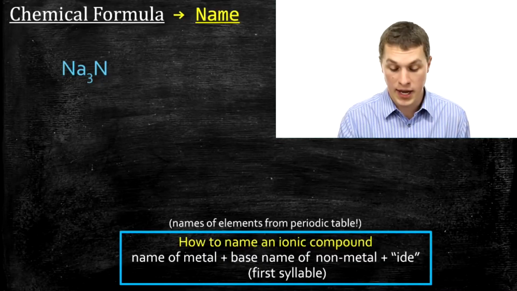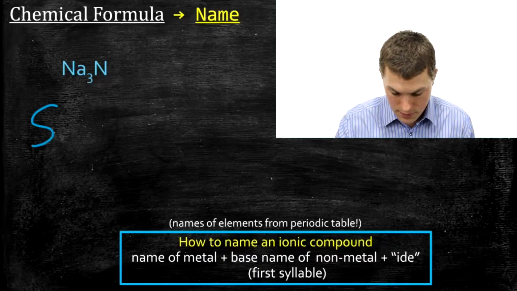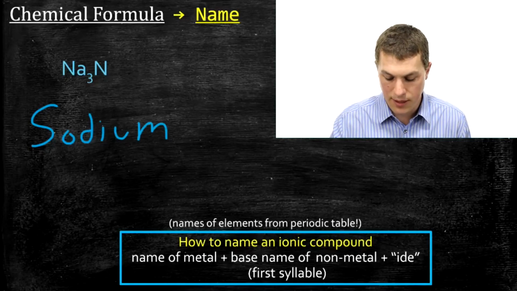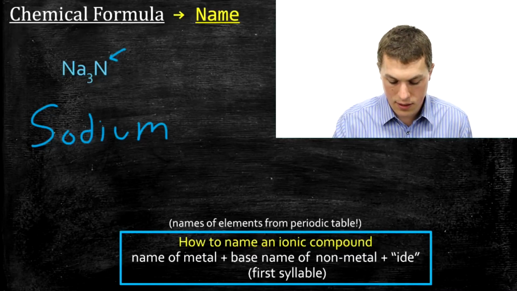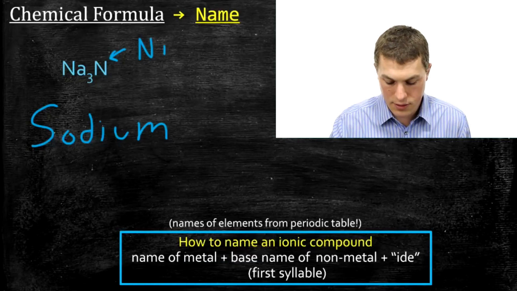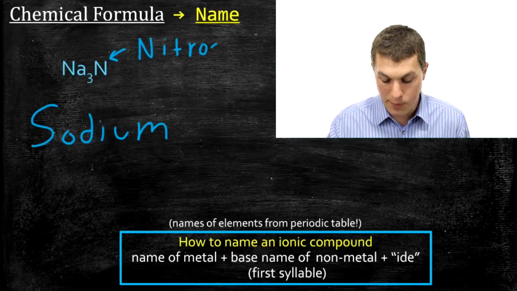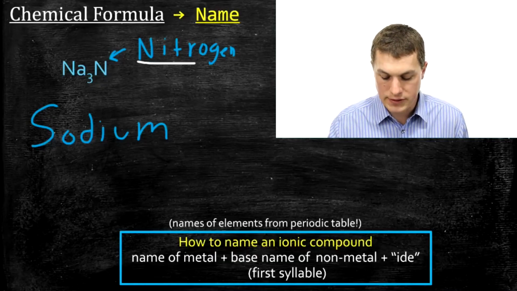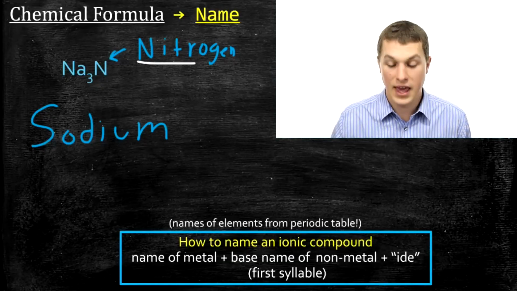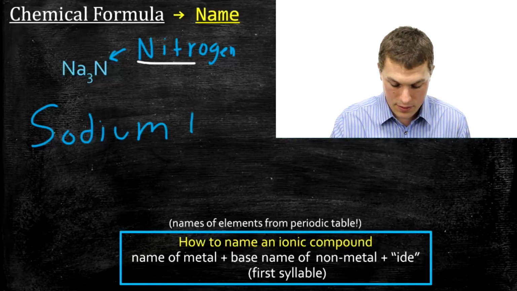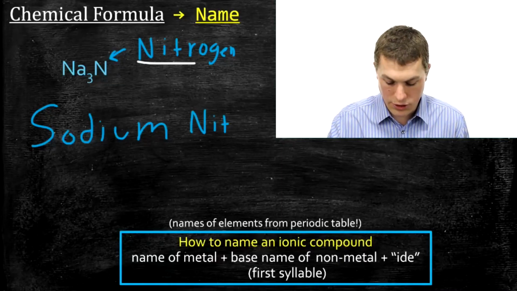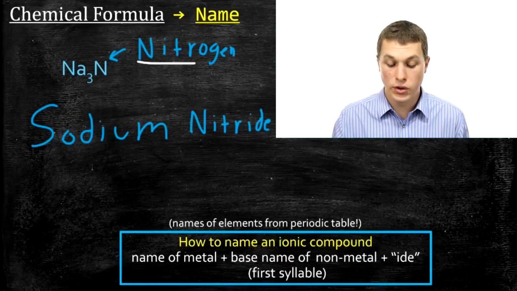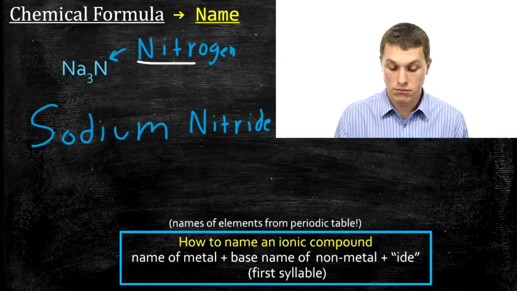We're going to look up what Na is, which again is sodium. We're going to look up what N is on the periodic table, and N turns out to be nitrogen. We're going to keep the base name of nitrogen, which is just nitr. That's the base name of nitrogen. And we're going to add that ide at the end. So it becomes sodium nitride. So sodium nitride is the name of Na3N.